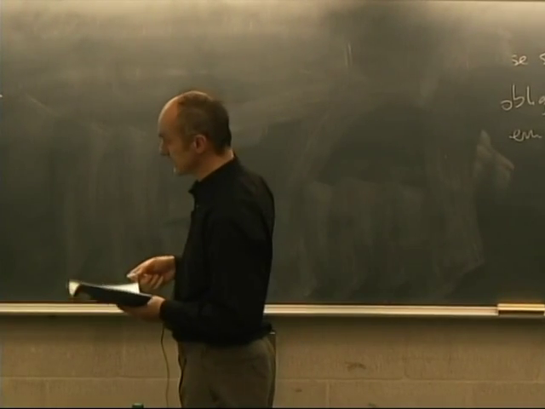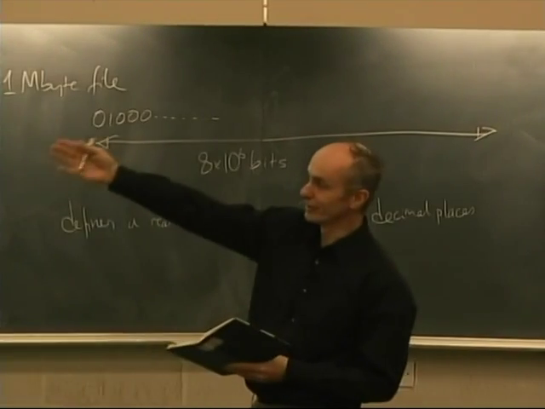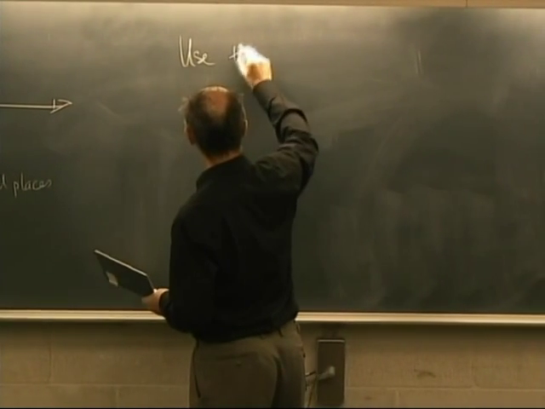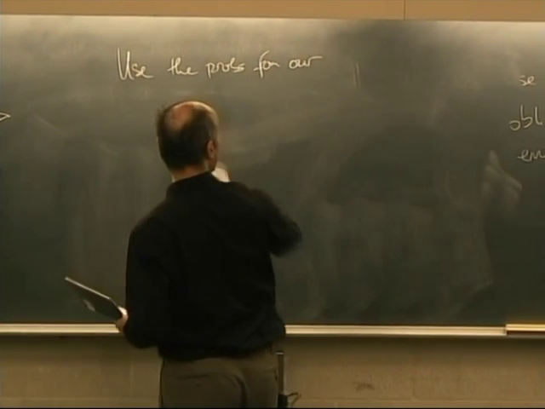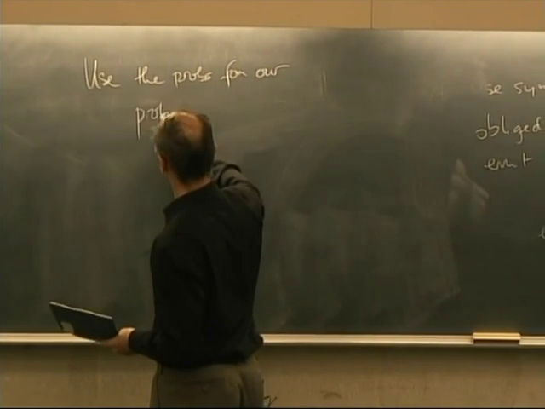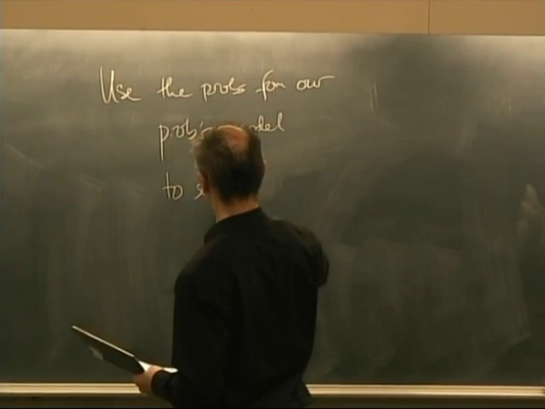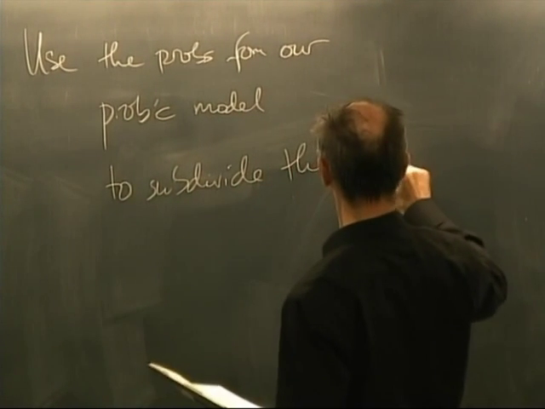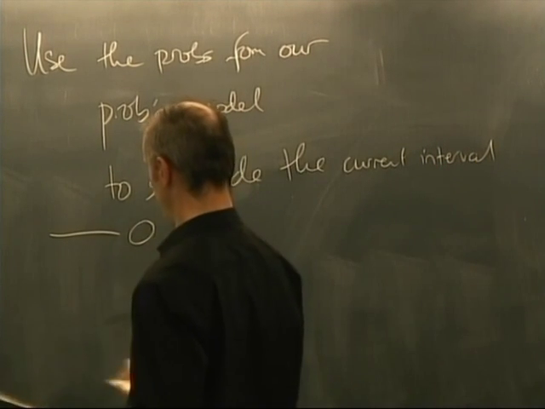Well, we're going to use the probabilities produced by our model, which is either the bent coin, the unknown bent coin, or the oracle. We're going to use the probabilities from our adaptive context-dependent probabilistic model to subdivide the current interval. And initially, the current interval will be the interval from 0 to 1.